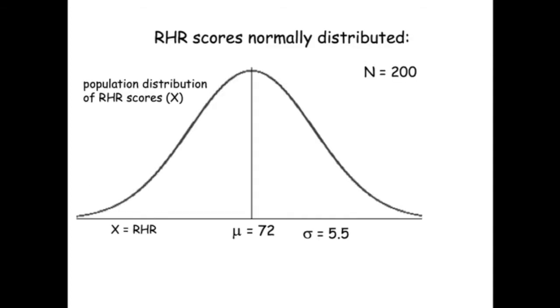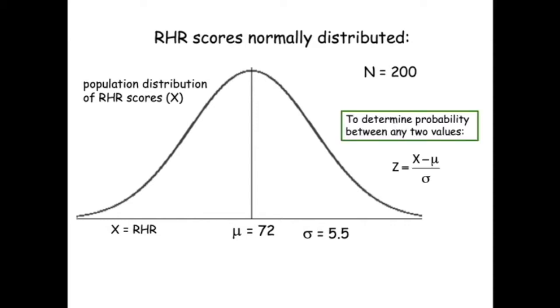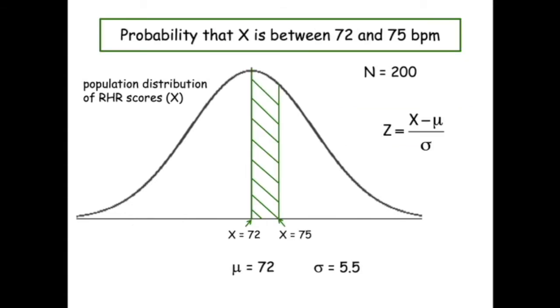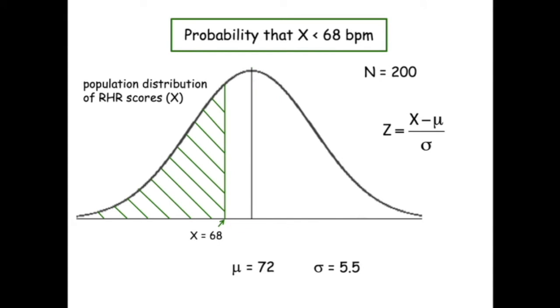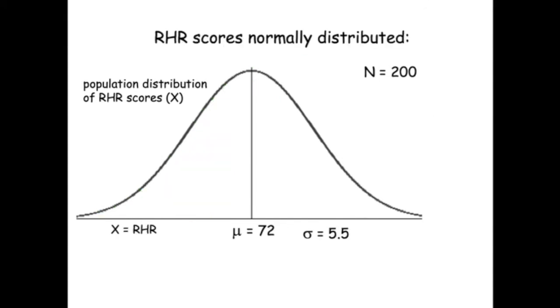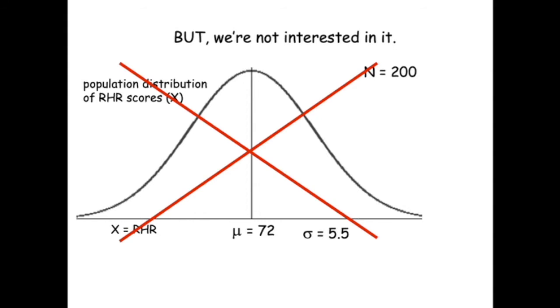If we had heart rate values for all members of the population, its distribution might look like this. It's normal, so we know that if we standardize it, we can find the probability between any two values using the formula for z. For example, we could determine the probability that a member of the population had a resting heart rate between 72 and 75 beats per minute, or below 68. We are familiar with this distribution, but unfortunately, we're not interested in it.